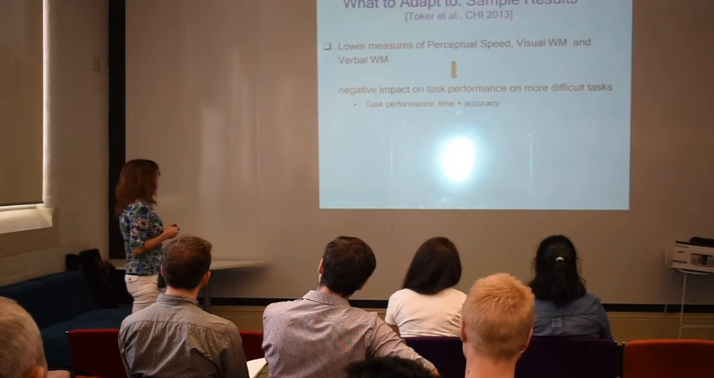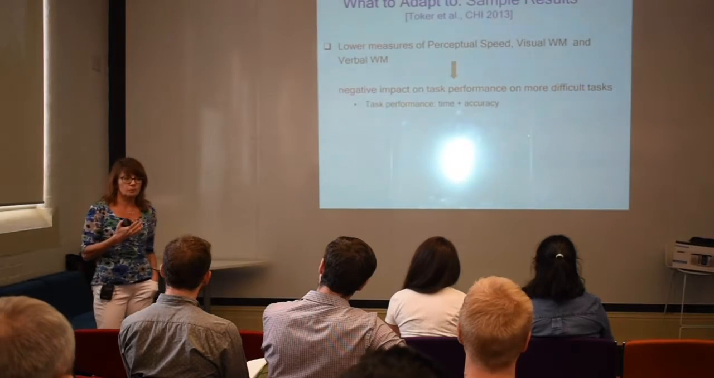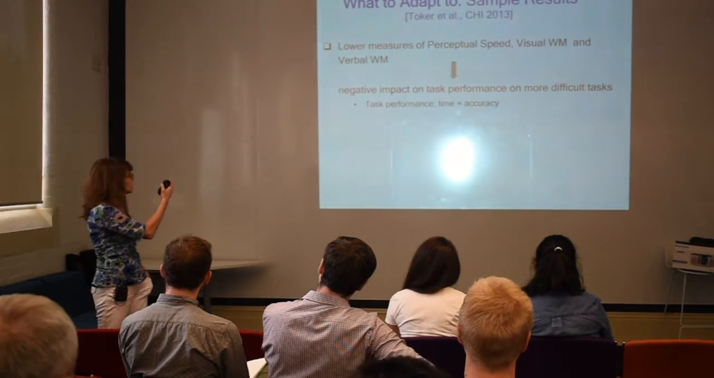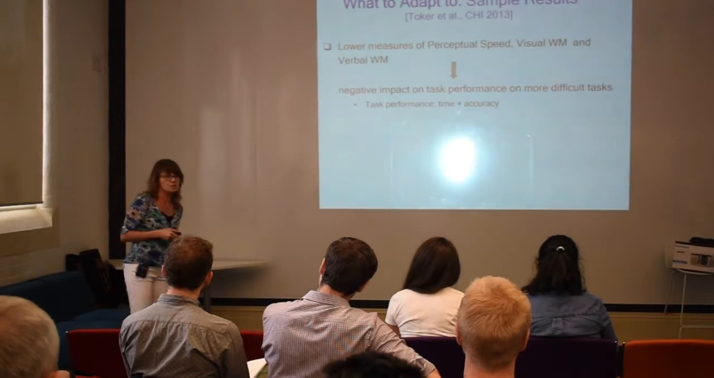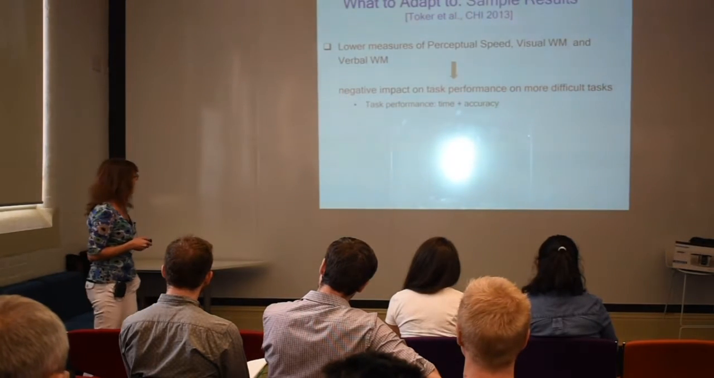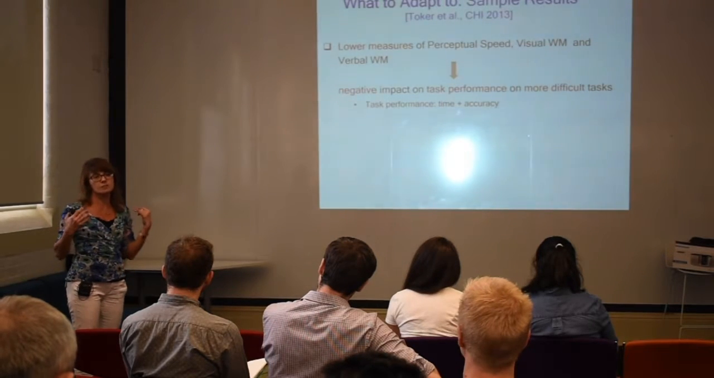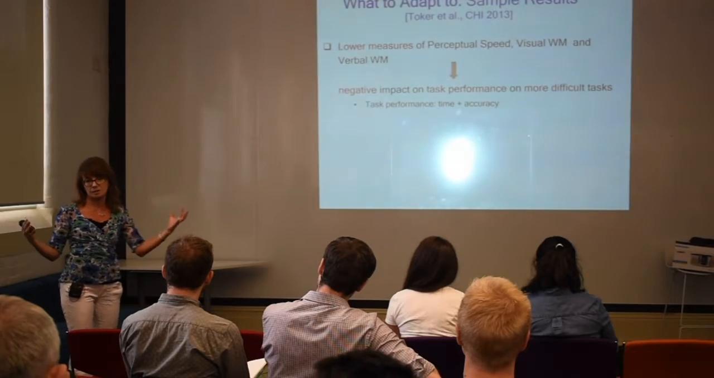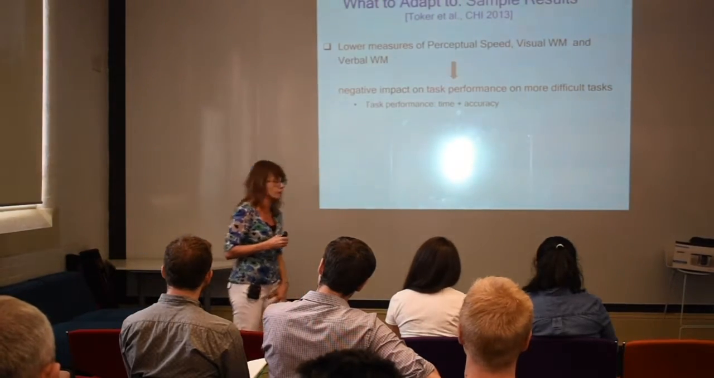But essentially, for instance, we found that users that had lower measures from the test that they took on perceptual speed, visual working memory, and verbal working memory, when they had lower measures of these abilities, they actually performed worse. And all the results that I'm showing are statistically significant, otherwise I wouldn't show them, okay? So there is a data analysis formula in the paper described.